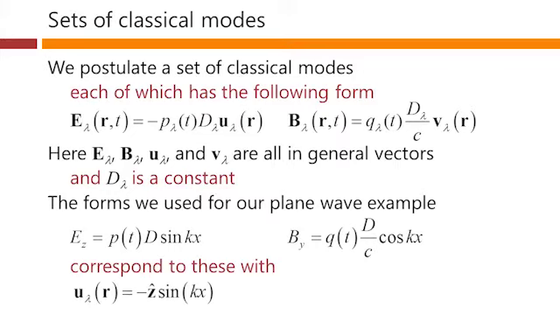And these are exactly the same form if we had chosen u lambda of r was minus z hat, that's a vector here in the z direction, times sine kx. So then this formula would be the same as that one. And similarly, if we'd chosen v lambda of r to be y hat cos kx, a vector in the y direction, a unit vector, this would be exactly the same as what we end up with up here.